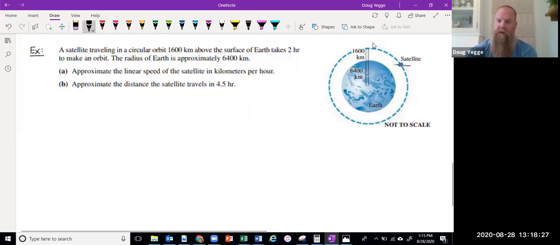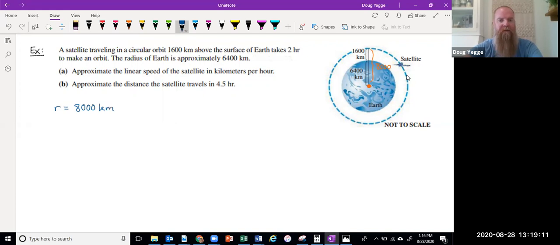Let's look at another interesting problem that refers to a satellite orbiting around the Earth. It says that a satellite traveling in a circular orbit is approximately 1,600 kilometers above the Earth's surface. And it also tells us that the radius of the Earth is 6,400 kilometers. So because the satellite is technically revolving around the center of the Earth, what we really need is this distance right here, which is the radius of rotation. So we're going to start off by recognizing that the radius is equal to 8,000 kilometers.